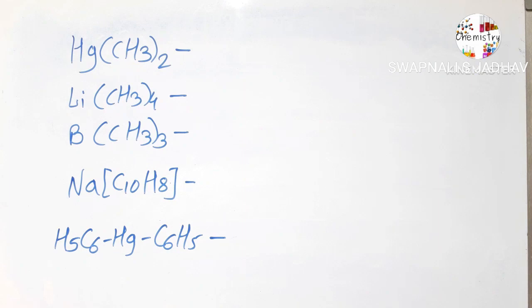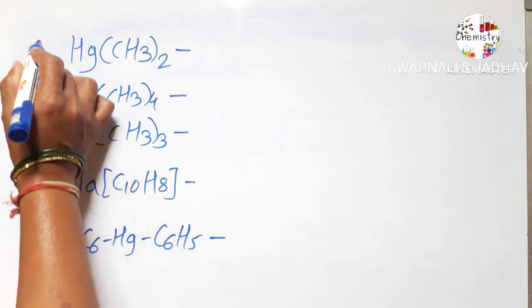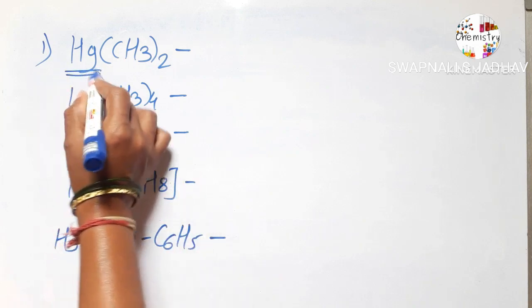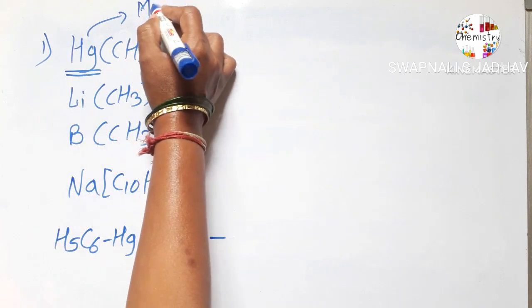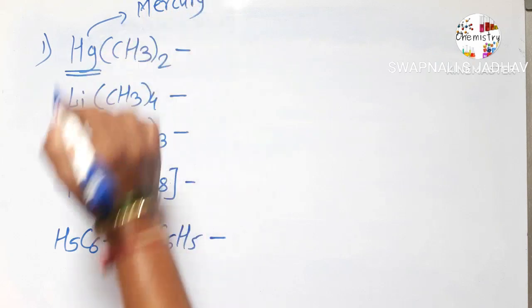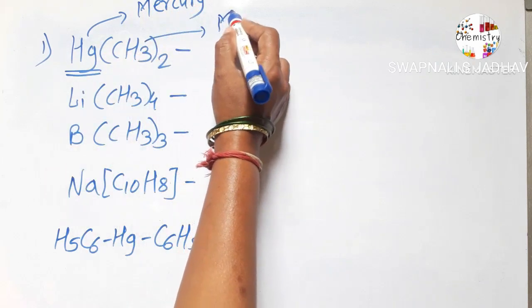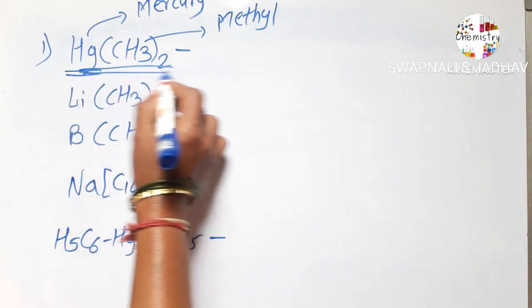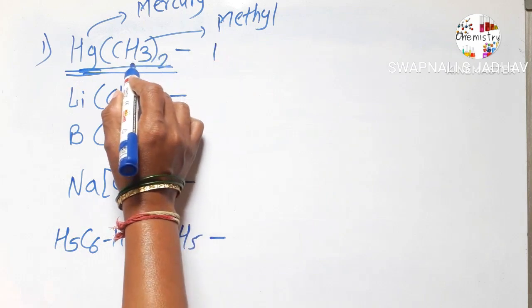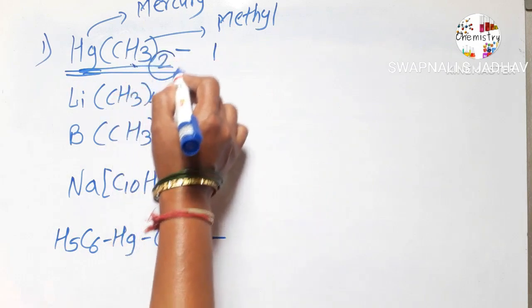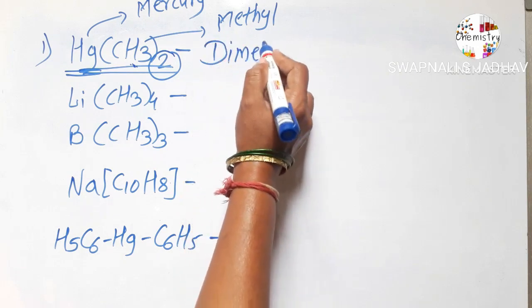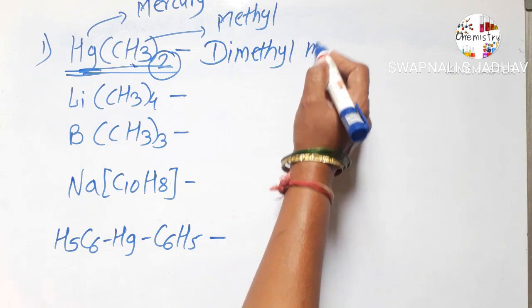We see nomenclature of these organometallic compounds. Here we see some examples. So the first example is Hg(CH3)2. Hg means which element? That is mercury. CH3 is which group? Methyl group. How many CH3 groups are present here? That is 2. Therefore dimethyl mercury.